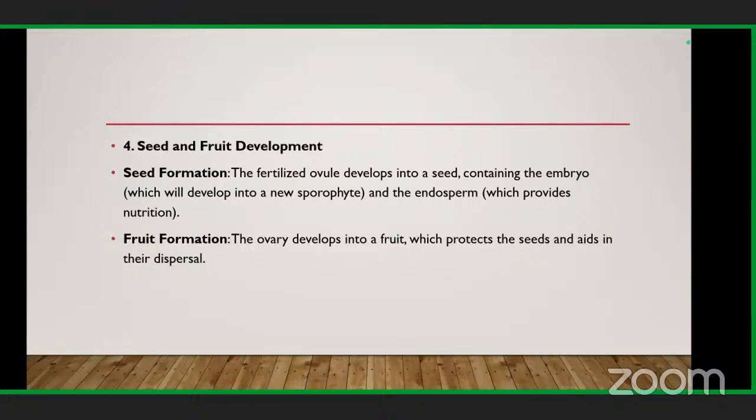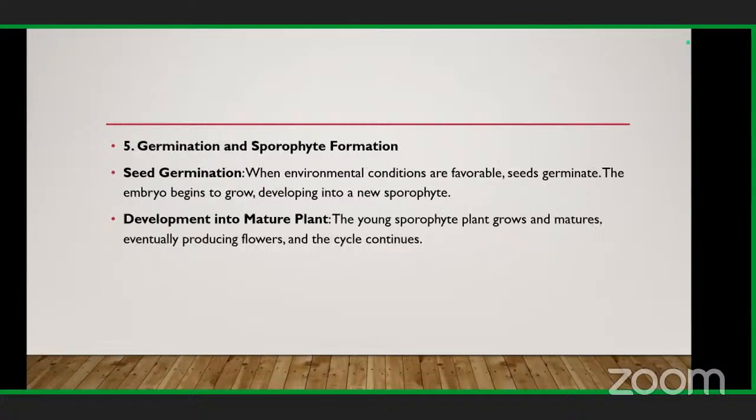Next is seed and fruit development. So seed formation will take place. The fertilized ovule develops into a seed containing the embryo, which will develop into the new sporophyte. The embryo will turn into the new plant, and the endosperm provides the nutrition. Next is fruit formation. The ovary will mature and develop into fruit, which protects the seeds and aids in seed dispersal.